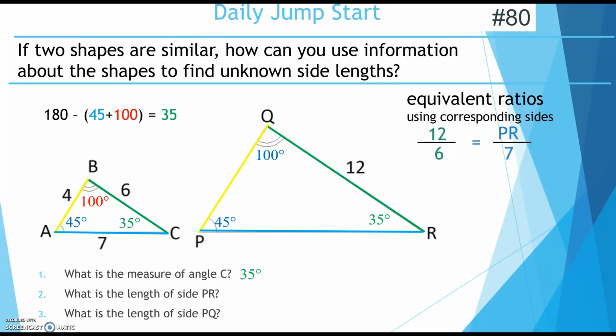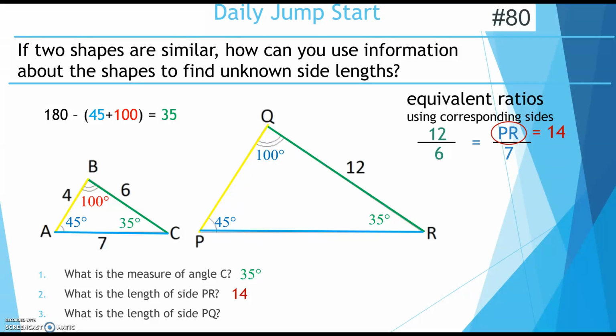So I can set those two ratios equal to each other. And I'm noticing that the numerator, or the top, is twice the denominator. So that helps me think about what is the value here, or the length of PR. What is 7 times 2? We can see here that PR has a length of 14.